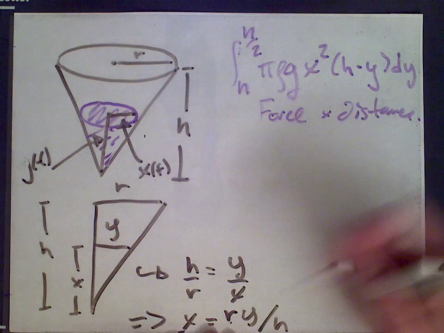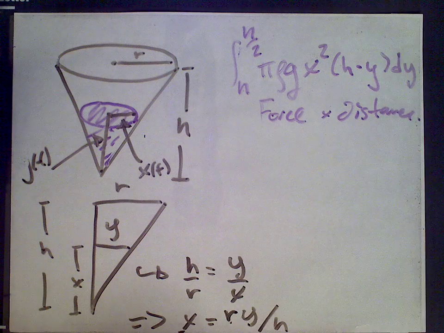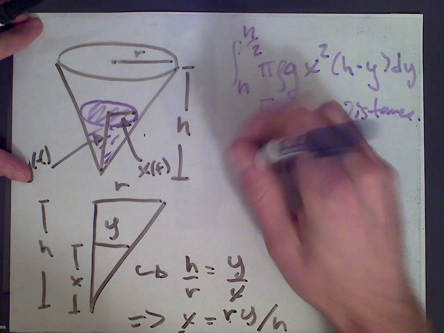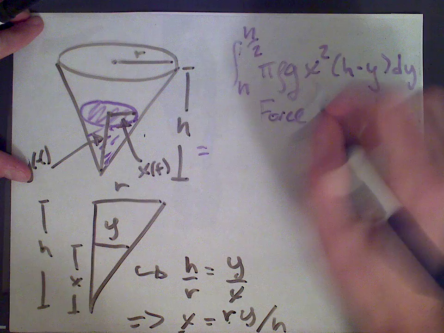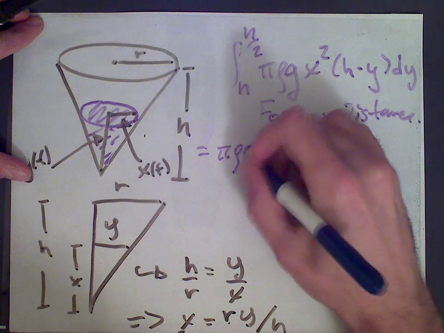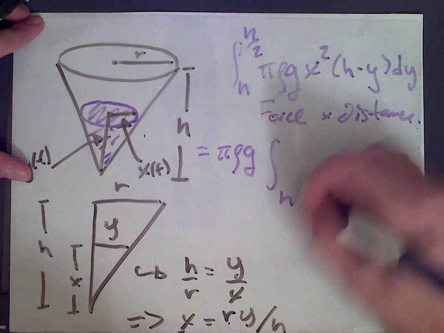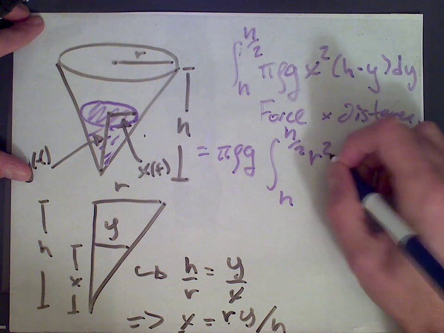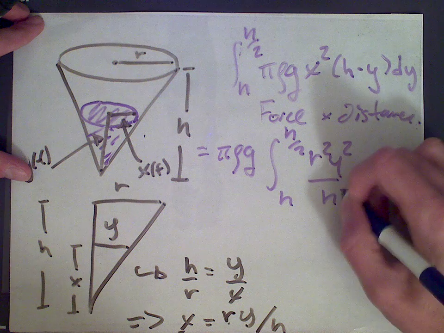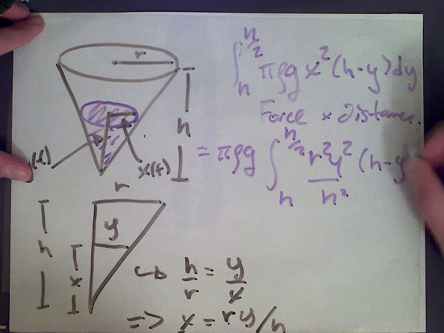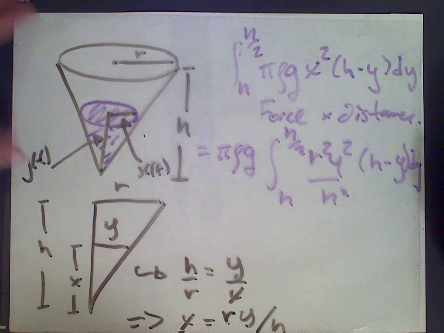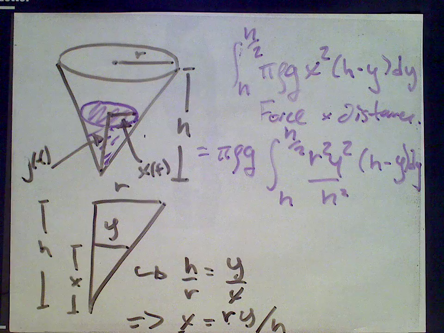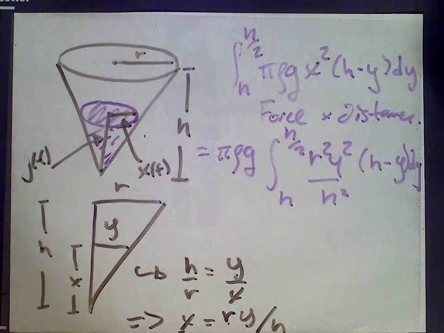That's an r. So now our integral becomes the integral of, so let me factor out the constants. Pi, rho, and g are all constants. We integrate from h to h over 2 of x squared, so that's r squared y squared over h squared, times h minus y dy. Okay, so that's our integral, and now we just evaluate that.